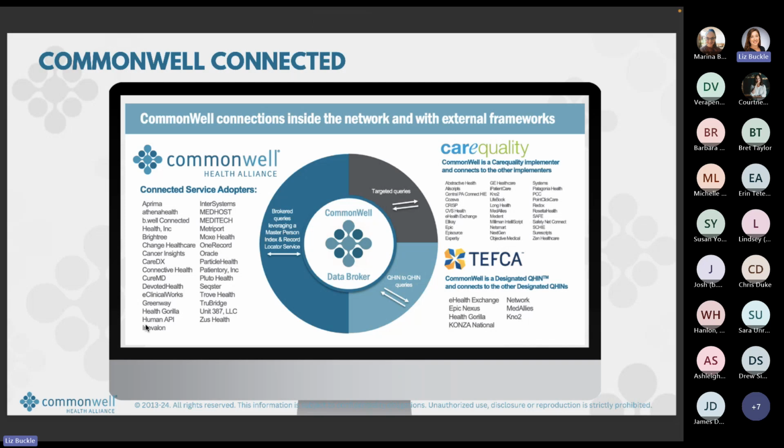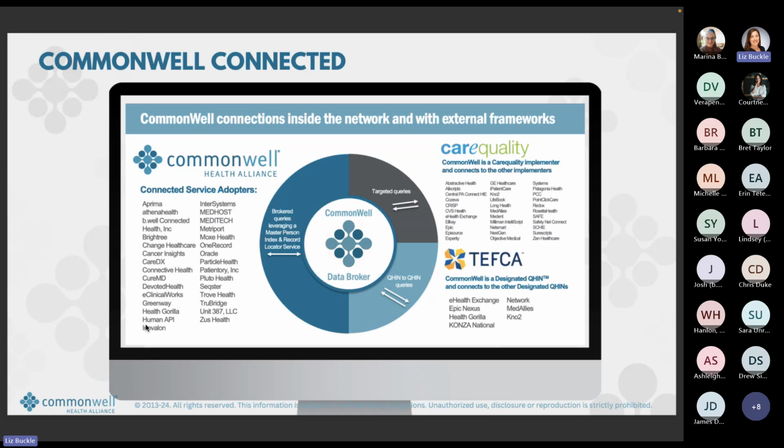And so this just shows that expansion over time. We had the formation of CommonWell on the last slide, and then CommonWell and Care Quality starting to come together. And now we have CommonWell, Care Quality, and TEFCA, all three of which CommonWell obviously is a part of. This also helps to explain how we interact with these various networks and frameworks.